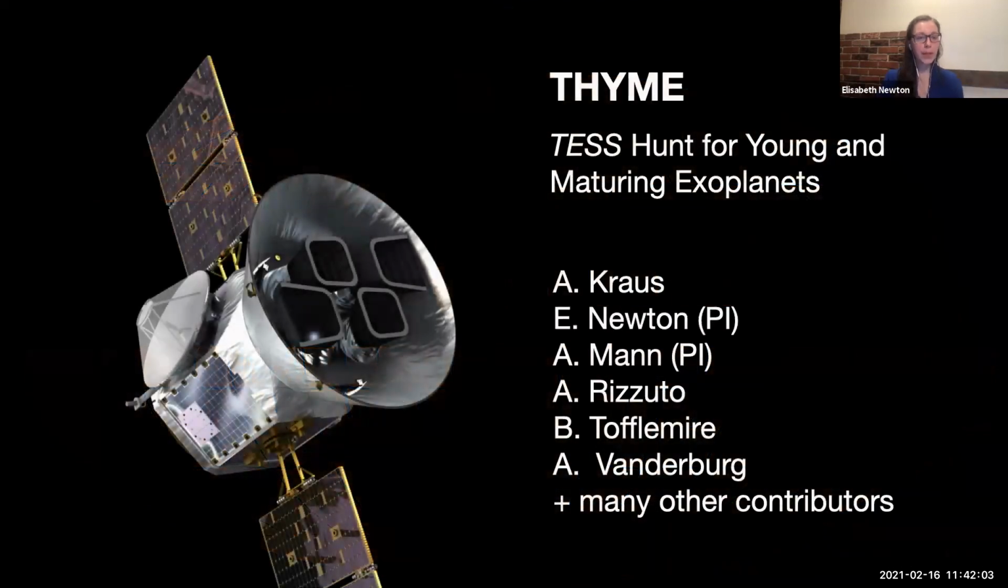So the first step to studying young planets is to find them. I'm the co-PI of a collaboration called TIME, which stands for the TESS Hunt for Young and Maturing Exoplanets. And our goal is to do exactly that: find young planets around these nearby young stars with TESS so that we can ultimately study planet evolution.